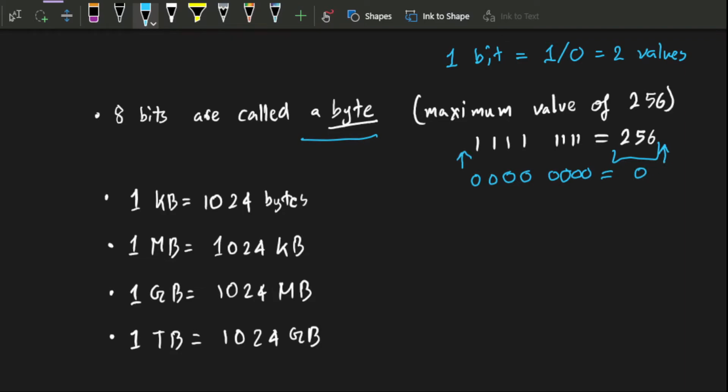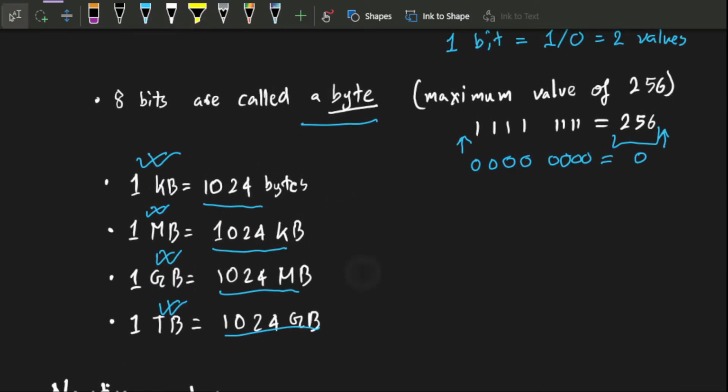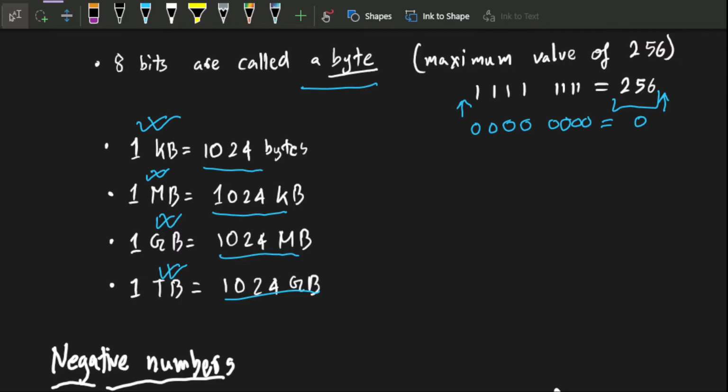Likewise, 1000 bytes becomes a kilobyte, 1000 kilobytes become a megabyte, 1000 megabytes become a gigabyte, 1000 gigabytes become a terabyte. We'll see all of these byte and bit notations, mega, giga, and tera, later in this video.